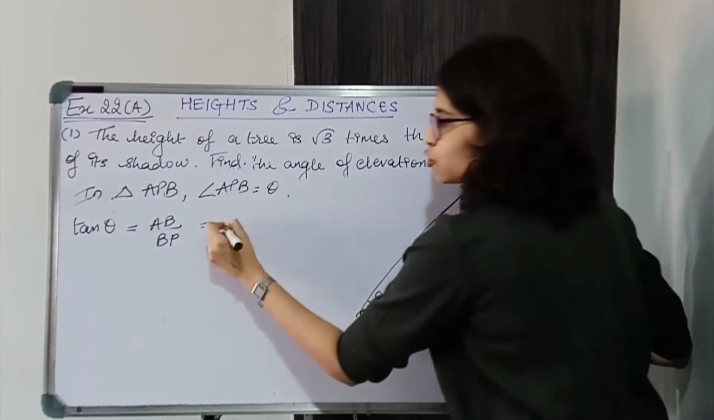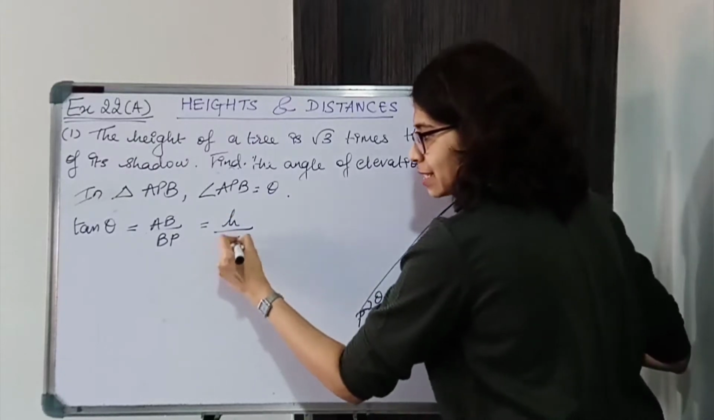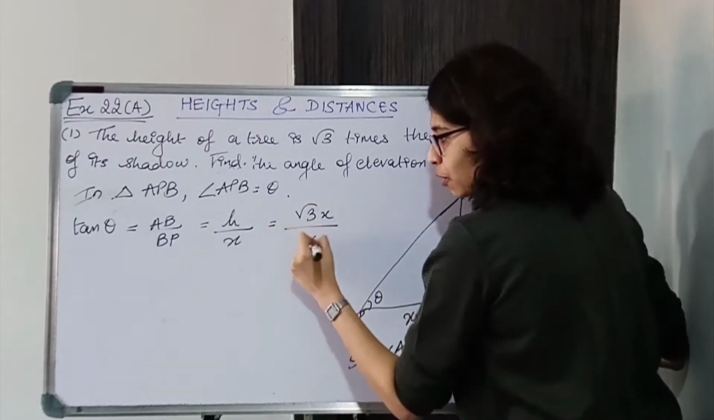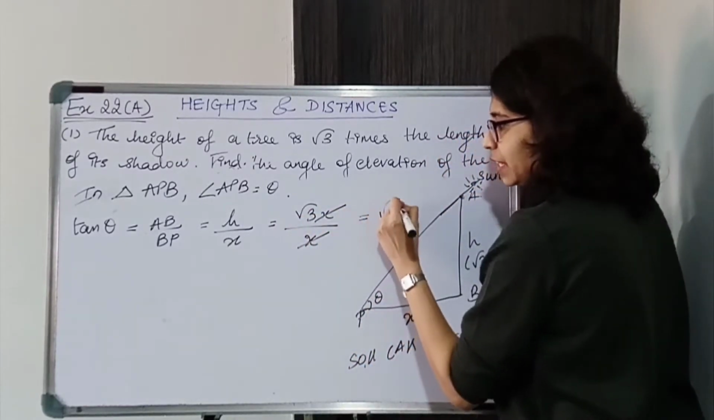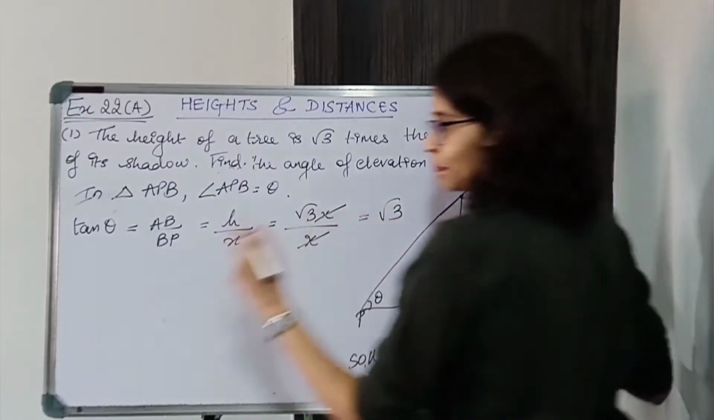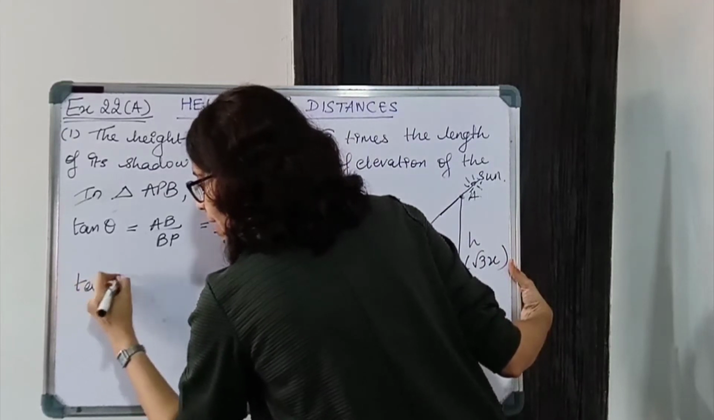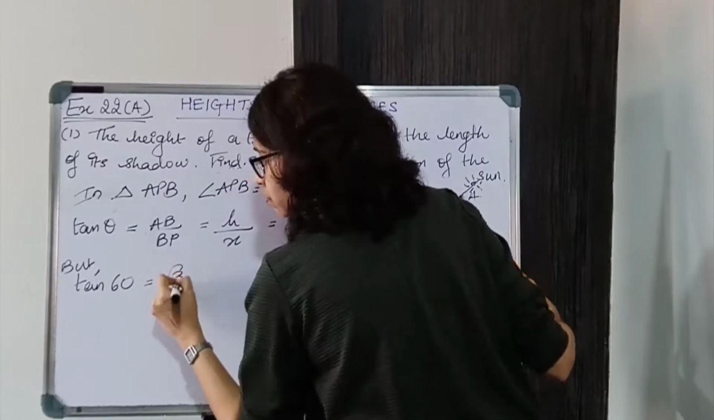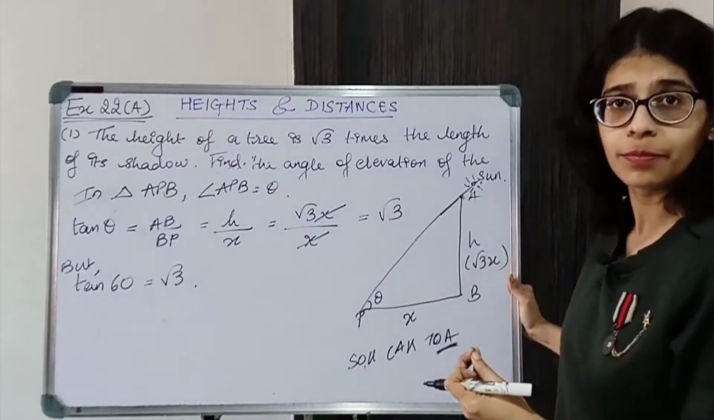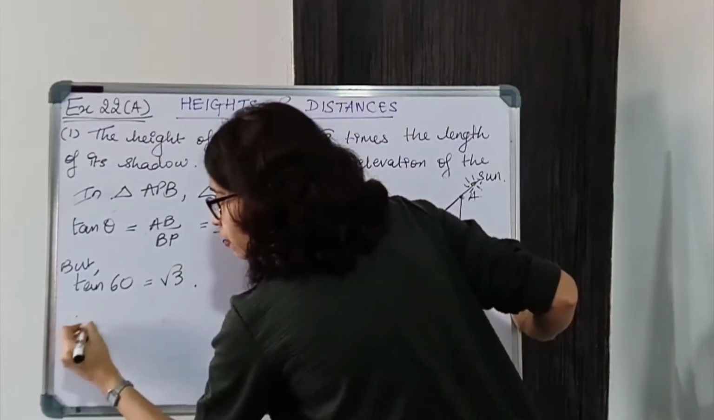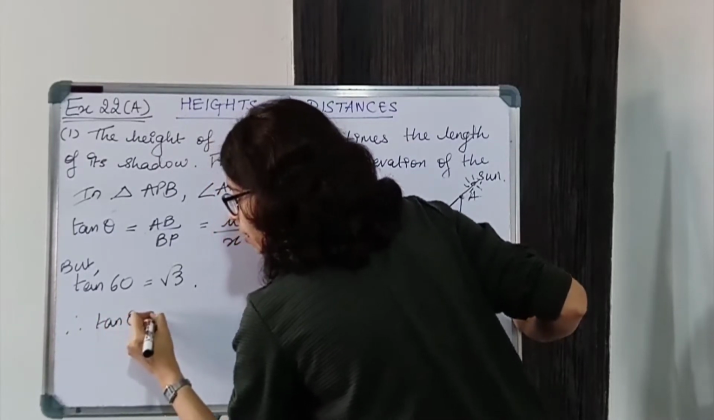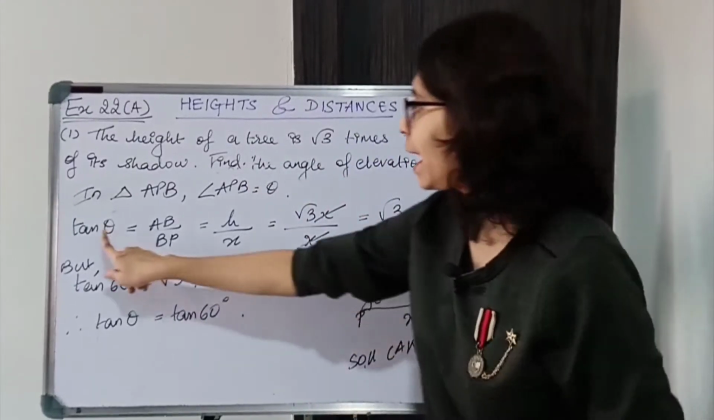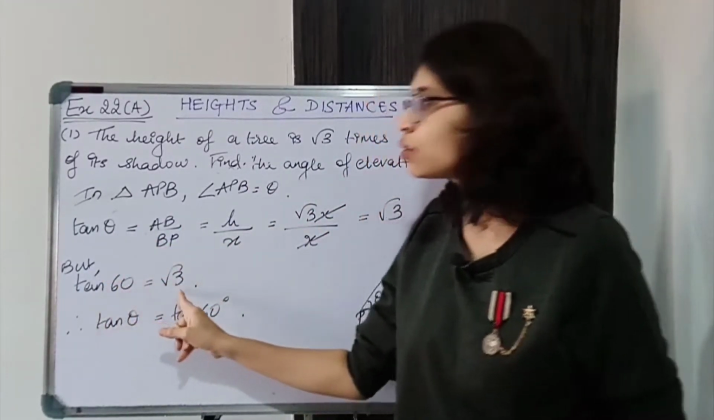AB is H, BP is X. Now H is root 3x upon x, x gets cancelled, we are left with root 3. Now tan 60, just write down, but tan 60 is equal to root 3. Look at the standard value table. So therefore I can say tan theta is equal to tan 60. Tan theta is also equal to root 3, tan 60 is also equal to root 3.